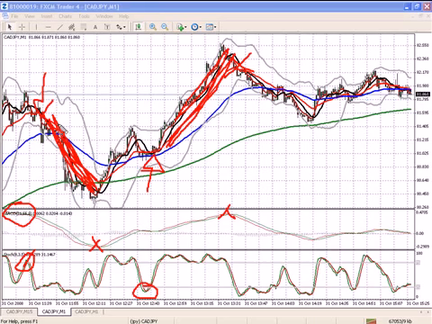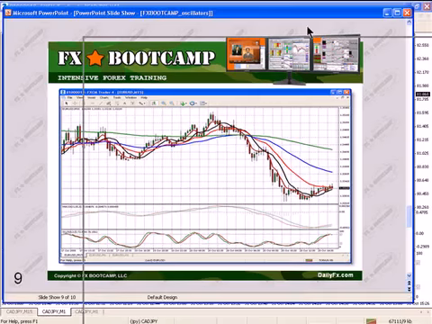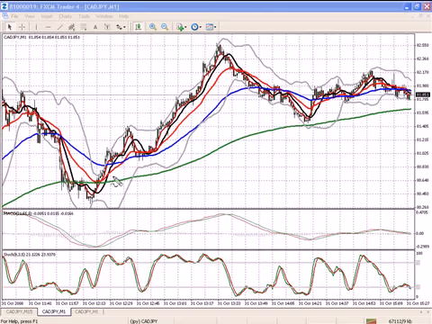Let MACD cross first, and then ignore it. Actually, let me go back to the chart. Okay, there's the cross. Now look how long it took before you got the Stokes to cross. 15-20 minutes, and then you're shorting here. Okay, now you sacrificed some of the pips to be conservative, but you got the easy stuff.